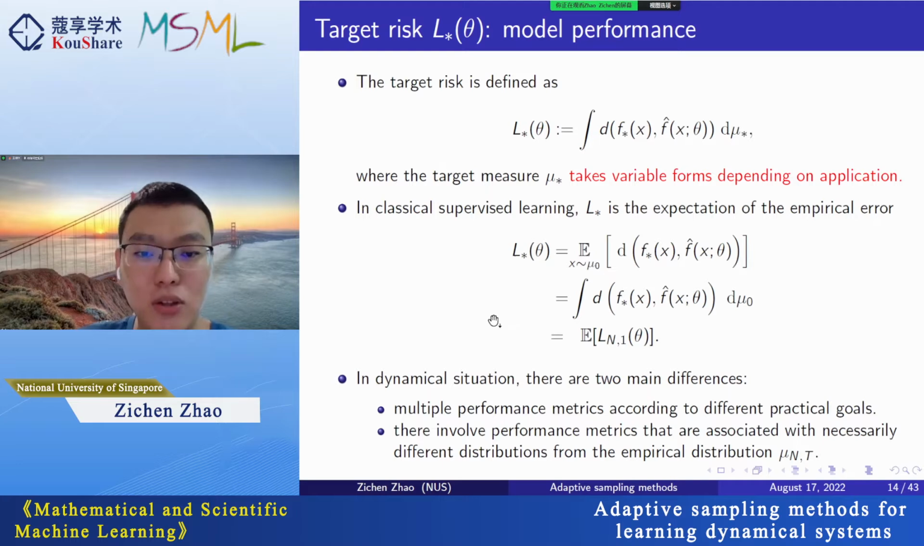But in the dynamical situation, there are two main differences. First, multiple performance metrics can be chosen according to different practical goals. Secondly, they involve performance metrics that are associated with a distribution necessarily different from the empirical distribution. Next, I will give some examples about the applications.